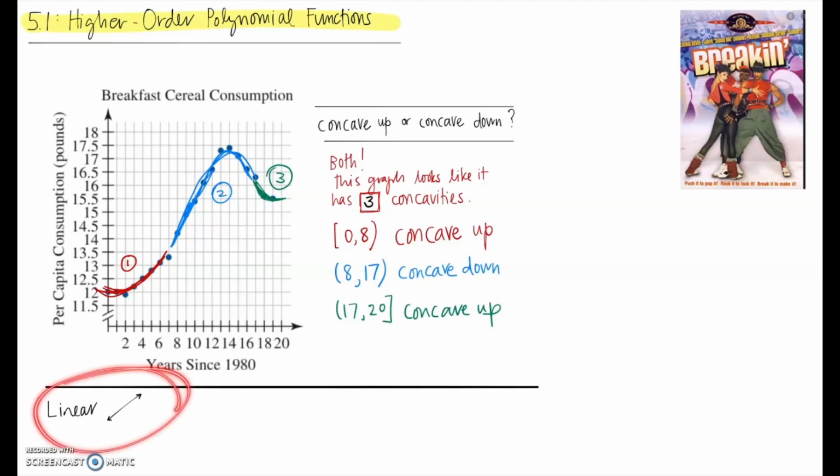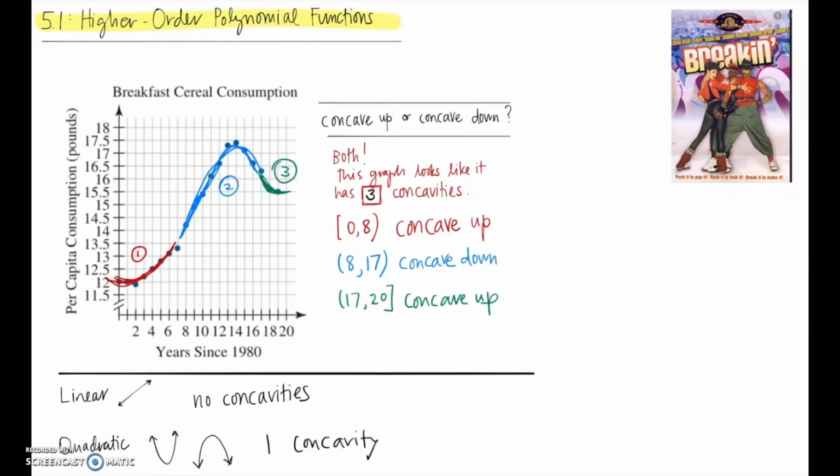So with linear functions, we had literally straight lines, and so there were no concavities in those types of functions. With quadratics, all that we were talking about in chapter 4, it was either concave up or concave down. It never switched. It was always just one or the other. And so for quadratic functions, they only have one type of concavity. It's either concave up always or concave down always. And so now we're going to start diving into functions where we get multiple concavities, maybe 2, 3, 4, and on, different types of concavities.